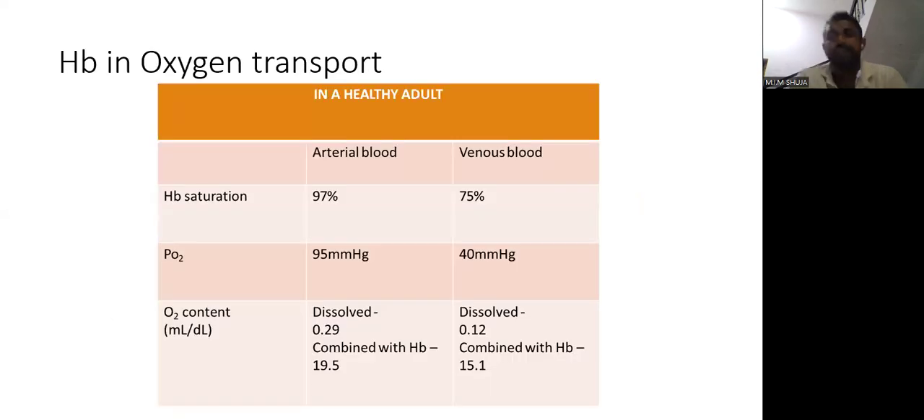So this is again just a summary. The arterial blood oxygen saturation of the hemoglobin is 97%, venous blood 75%. But the partial pressure of oxygen is, at arterial level 95, venous level 40.